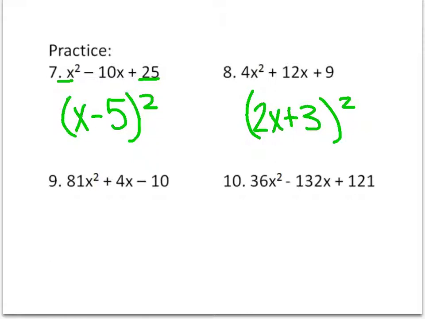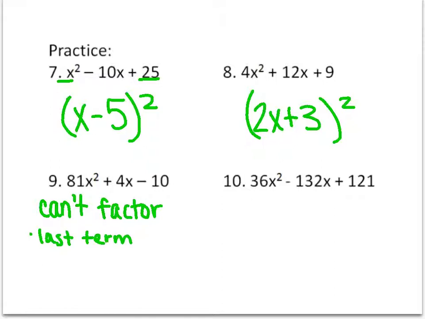What about number 9? No. Why not? Go ahead, Anna. Because the last term is negative. Right. And what else is true about the last term? Right. So on your homework, it's going to ask you, if it can't be factored, to say why. So we can say that our last term is negative and that our last term is not a perfect square.